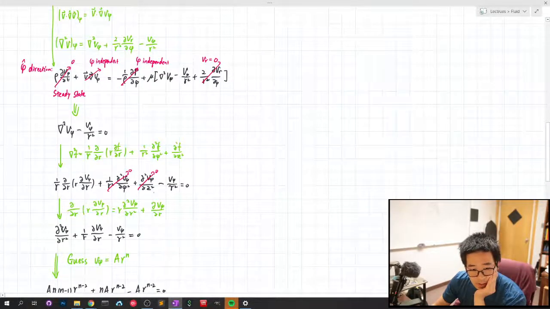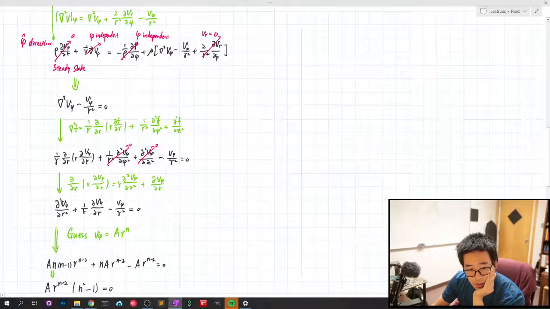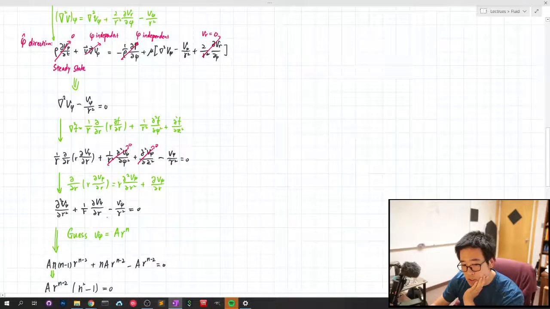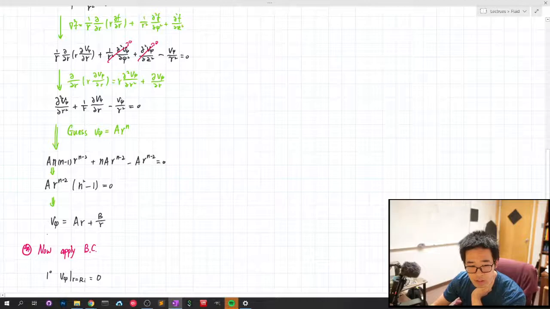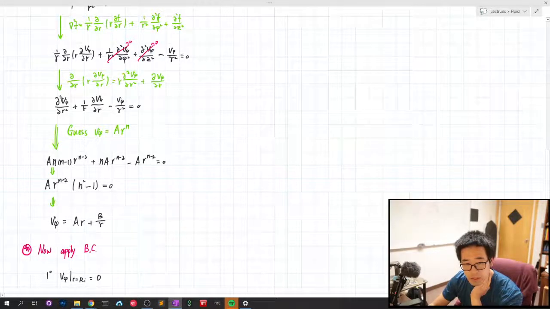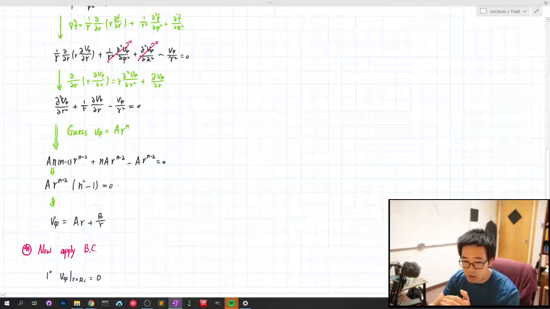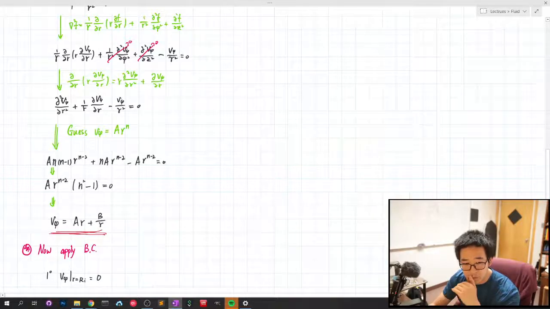We know that it is phi and z independent, so we're left with those two terms. Use this substitution; you can check it's definitely true. Then we're left with a second order differential equation with very obvious solutions, A r^n. You can guess this and plug it in, and solve for n. Then we know that n equals plus or minus 1. So one term is r, another term is 1 over r. Then we're left with this expression. Basically plug this into here.